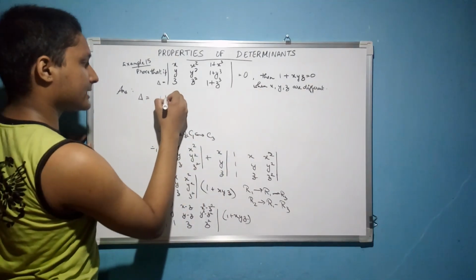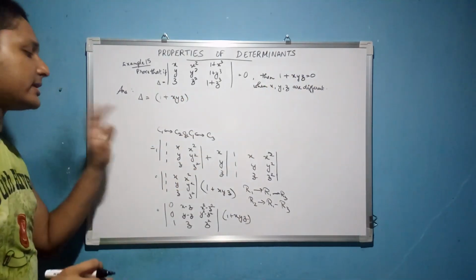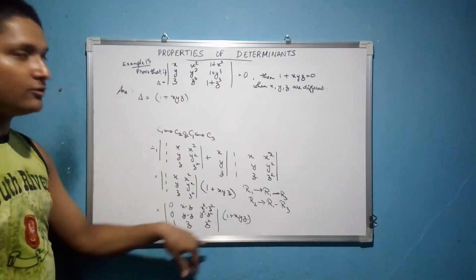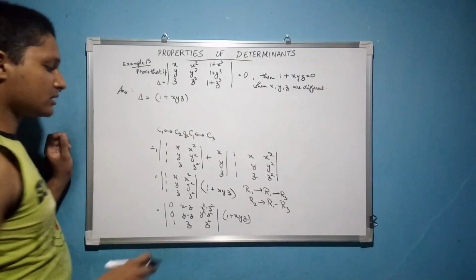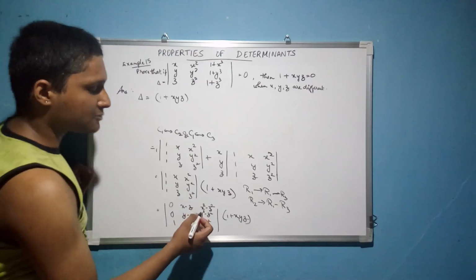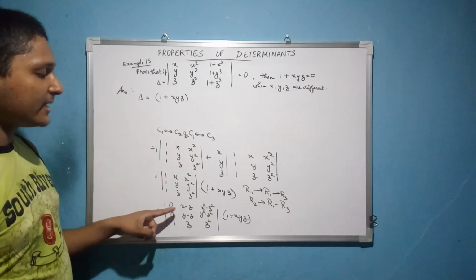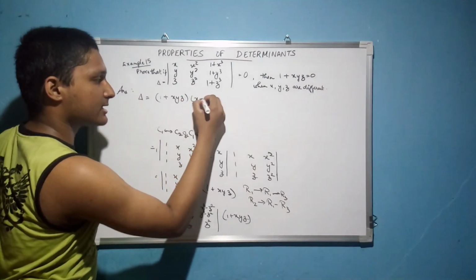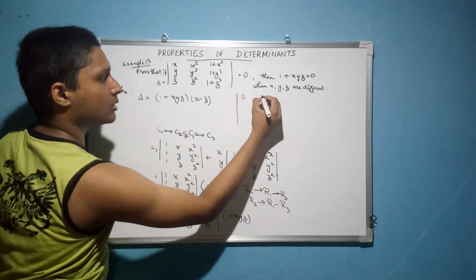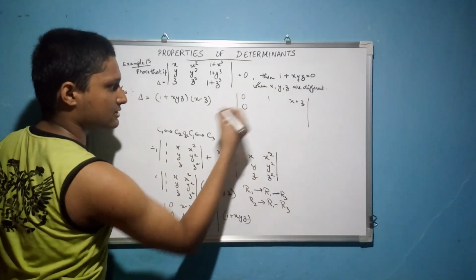So 1 plus xyz is common. However we got that 1 plus xyz term, we need to prove that that is the only case that is possible. For that we need to open this bracket. So x minus z is common in the first row, because x square minus z square can be written as x plus z into x minus z. So x minus z comes out, and what remains inside is 0, 1, x plus z. Okay, then here also 0 is remaining.